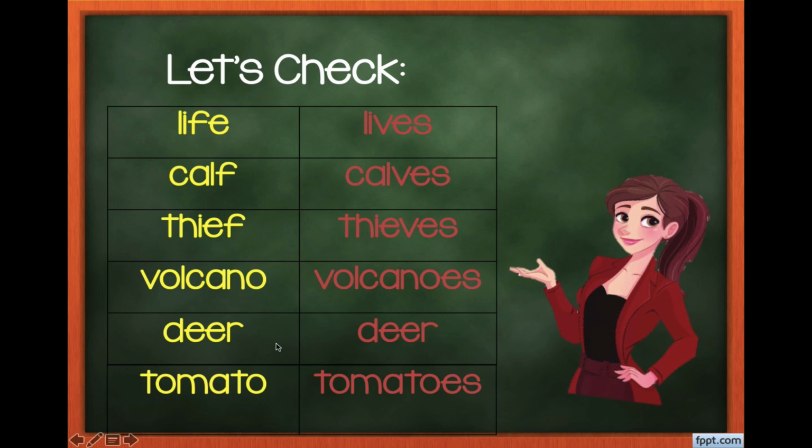Interesting. Remember the last word that we talked about that didn't change, and that was sheep? Deer is the same way. Deer does not change whether you have 1 deer or 2 deer. It is still spelled the same way, D-E-E-R.